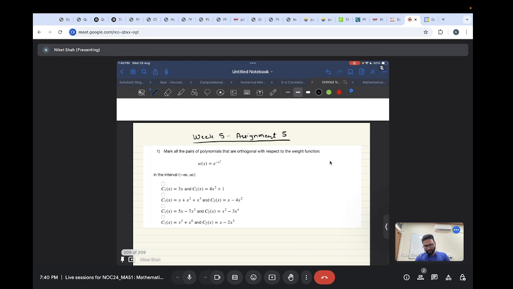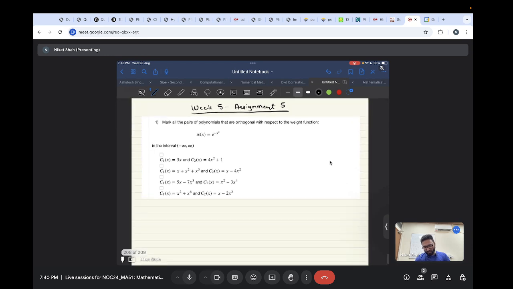So let's start with the first problem. Mark all the pairs of polynomials that are orthogonal with respect to the weight function. The weight function that's given to us is w of x is equal to e raised to power minus x square. And what I'm supposed to do is mark all the pairs of polynomials that are orthogonal with respect to this weight function in the interval minus infinity to infinity. The interval given is minus infinity to infinity.